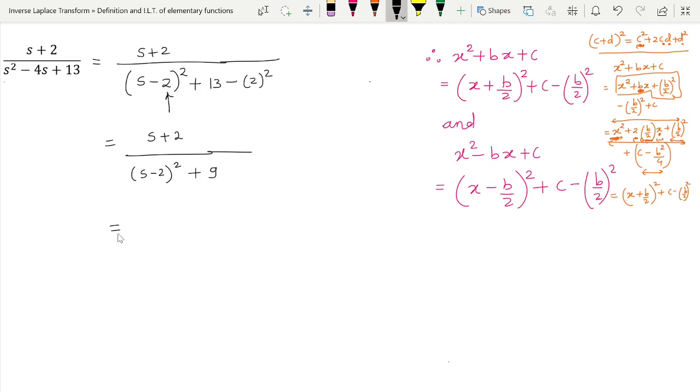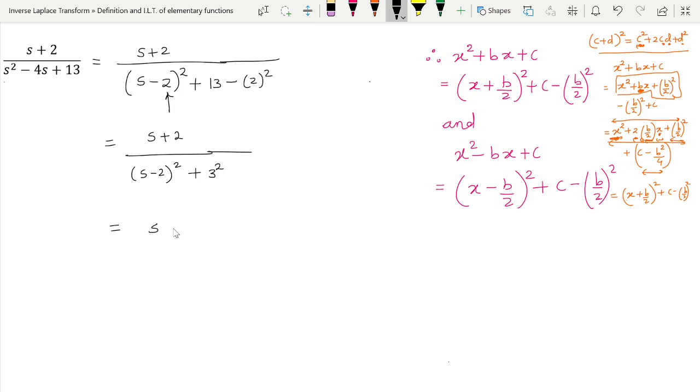Now it does look familiar to us, because in the denominator we are having s minus 2 square, and this 9 can be written as 3 square. But the numerator is a problem, because when can the shifting property be used? If instead of s we are having s minus a. Now we are having s minus 2 over here, so naturally we should adjust that s minus 2 in the numerator as well. So see how we are going to adjust it.